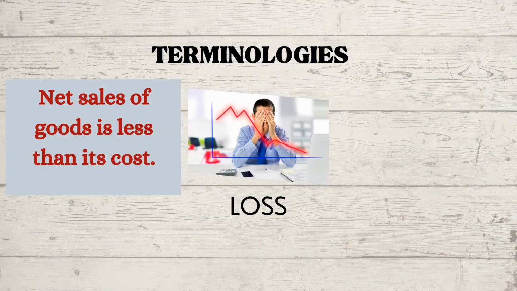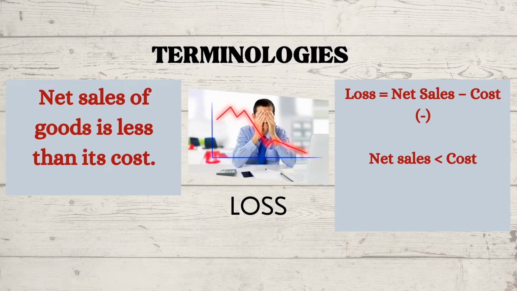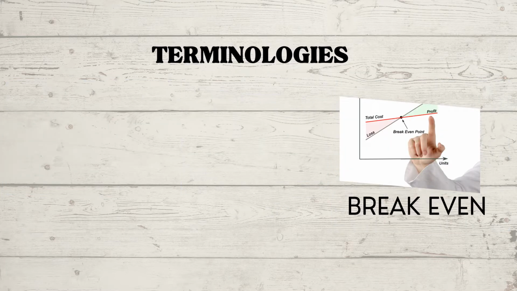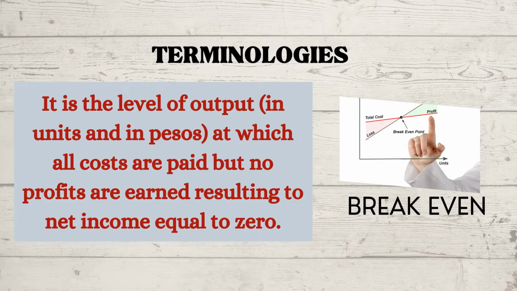Now for loss, it happens when the net sales of goods is less than its cost. The formula is loss is equal to net sales minus cost, and the answer is negative because net sales is less than cost. Now for break-even, it is the level of output in units and in pesos at which all costs are paid but no profits are earned, resulting to net income equal to 0.